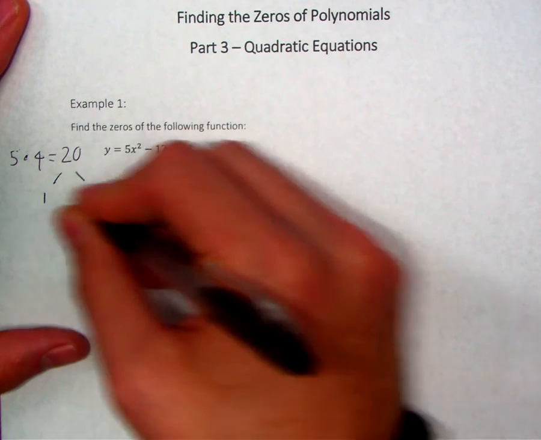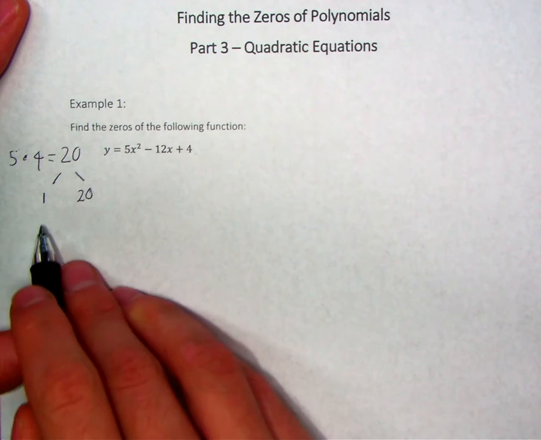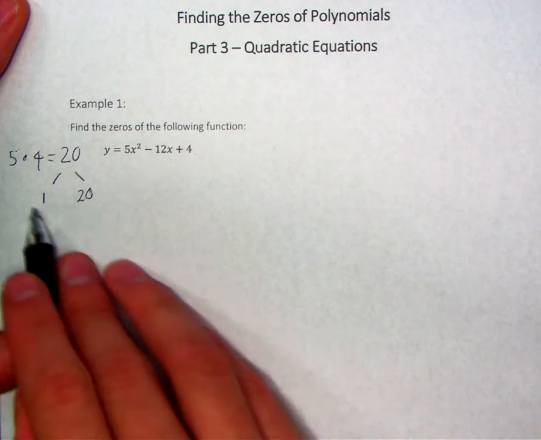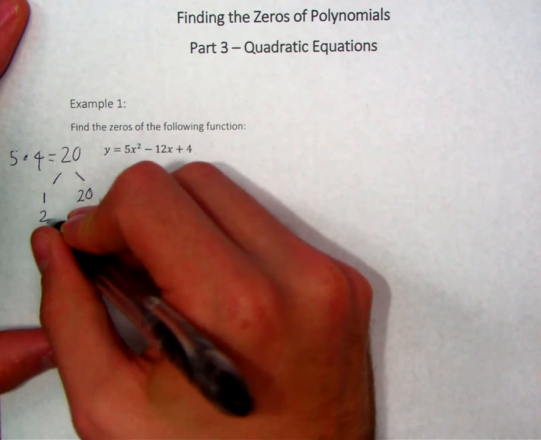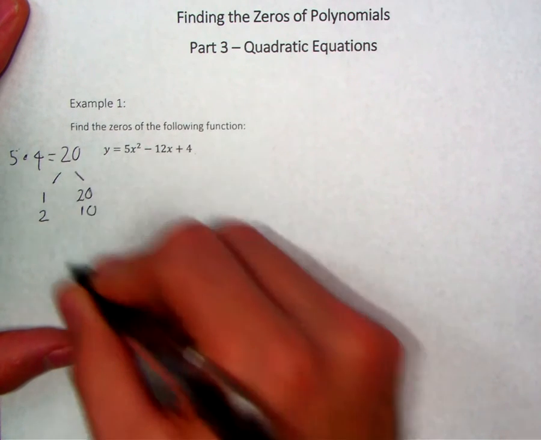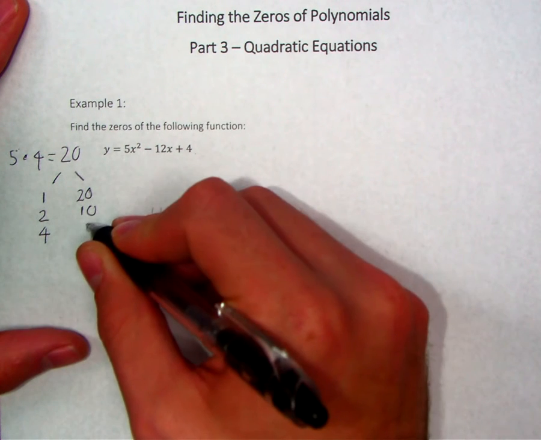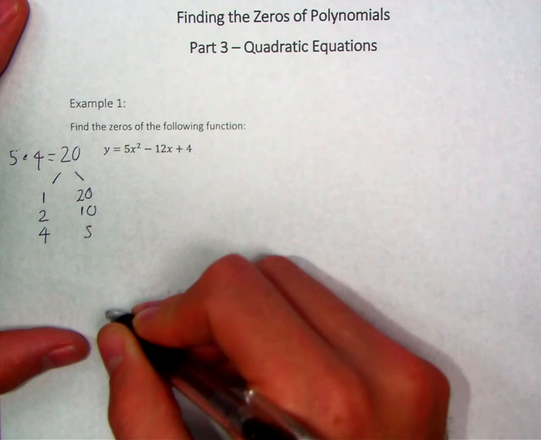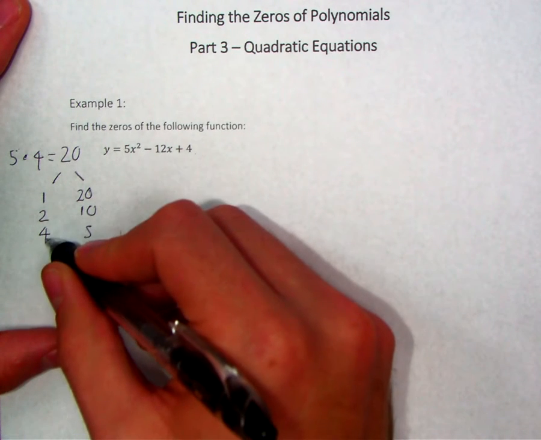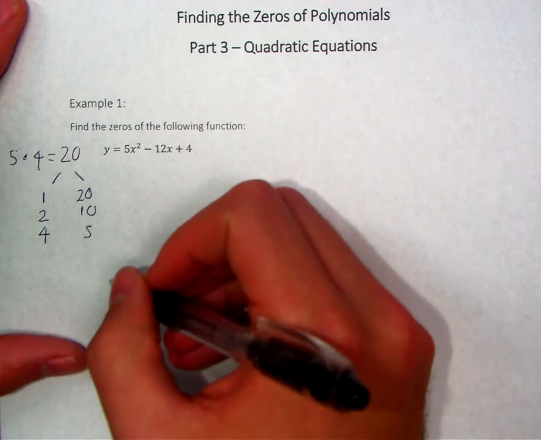I always like to start with the number 1 because 1 is always a factor, and the other factor in that pair is always the number itself. So 1 times 20 is 20. And then I'll just move up. Is 2 a factor? Yes, it is. 2 times 10 is 20. What about 3? 3 is not a factor. 4? Yes, 4 is a factor. 4 times 5. And once we've gotten to 4, the next factor is 5, but we already found that one, so we've hit the end of that.